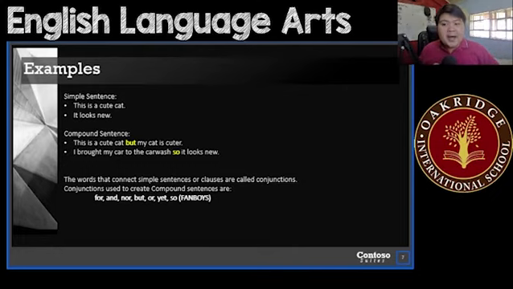The next one, I brought my car to the car wash. Again, here, I is your subject, brought is your predicate. But then you are connecting it to another one. So it looks new. It is your subject, looks is your predicate. Okay? So you notice the different words that connect two simple sentences. We have for, and, nor, but, or, yet, or so. You could remember them by the acronym F, A, N, B, O, Y, S, or FANBOYS.